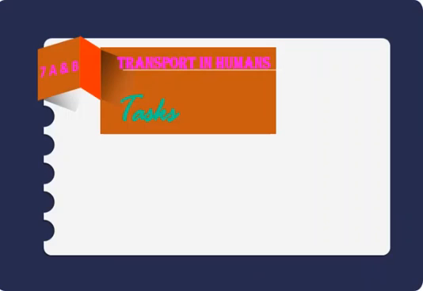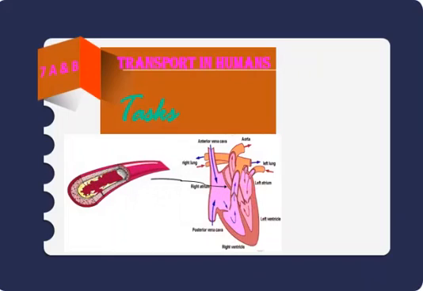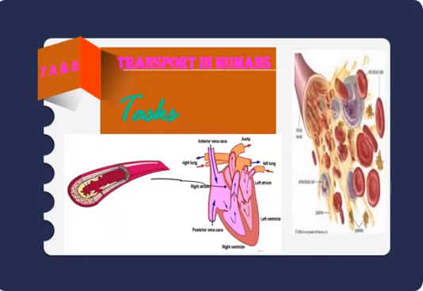For transport in humans, unit number 11, the important task of this video lesson is to discuss mainly the circulatory system and its components, like the structure of the heart, which we have already studied, and the second component, that is blood. So in this video lesson we will talk about blood cells and the transport of material along the blood in the human body.